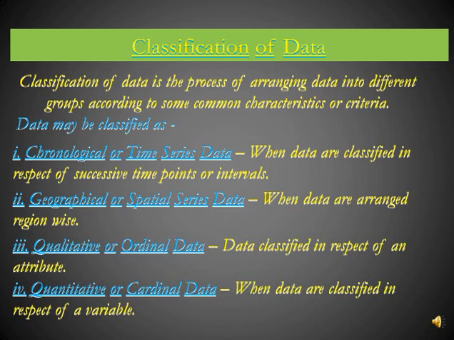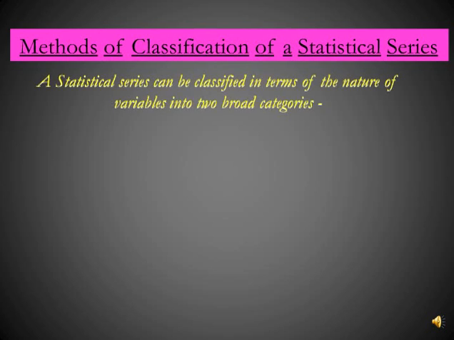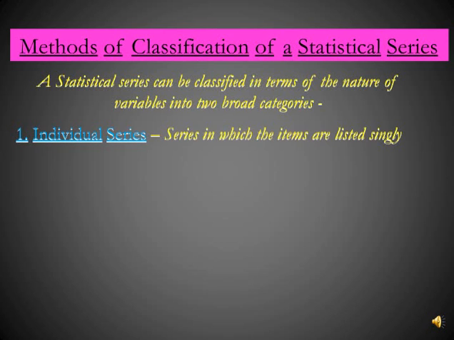Fourth is quantitative or cardinal data. It means when data are classified in respect of a variable. For example, data according to height, weight, salaries, etc. Now comes methods of classification of a statistical series. A statistical series can be classified in terms of the nature of variables into two broad categories. First is individual series. It means the series in which the items are listed singly.